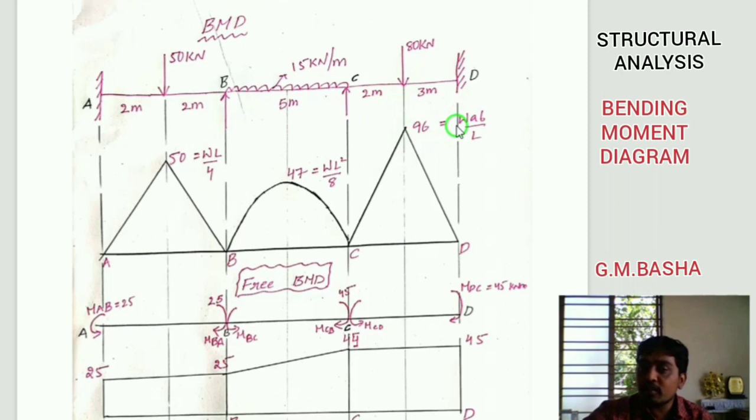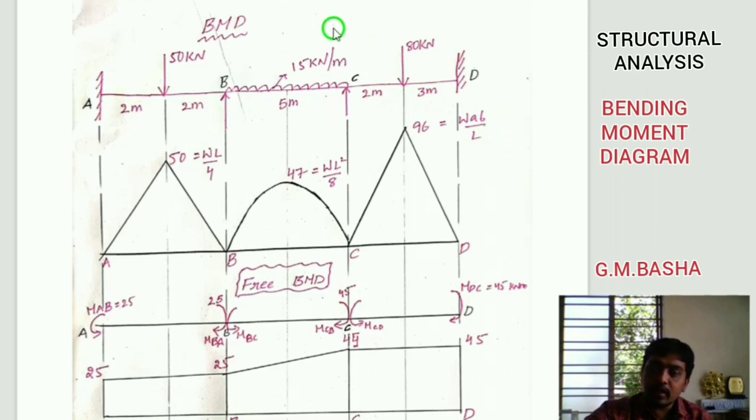So what is the formula for calculating the ordinate point for this eccentric load? WAB by L. For example, if there is a point load, it means WL by 4. So if there is an eccentric load, it means WAB by L, where W equals 80 kilonewton, A will be 2 meters, B will be 3 meters, divided by L.